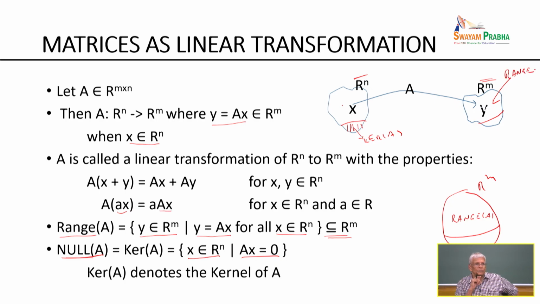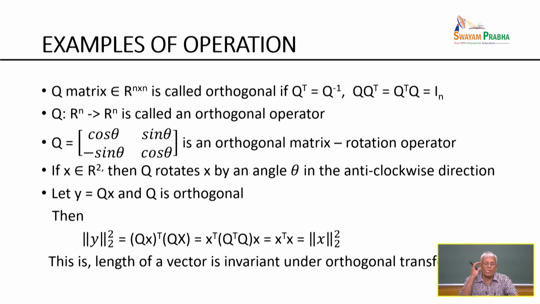Range of A. So these two things are very fundamental. Range tells you the reach. Null tells you your path being annihilated. Kernel is also called the null set. Null set and kernel are two important concepts.